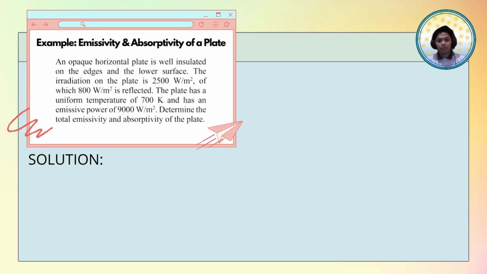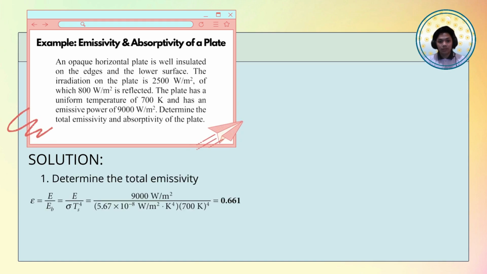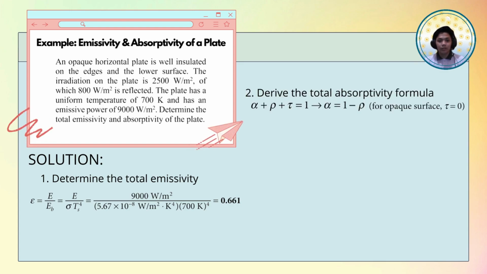Now, to solve this, we first have to determine the total emissivity of the plate, where emissivity is equal to the emissive power over the product of Boltzmann's constant and the fourth power of the temperature in Kelvin. This would be 9000 over the Boltzmann constant multiplied by 700 Kelvin raised to the fourth power.